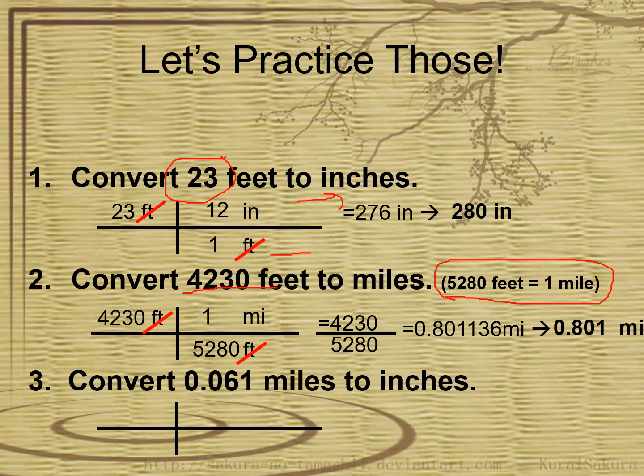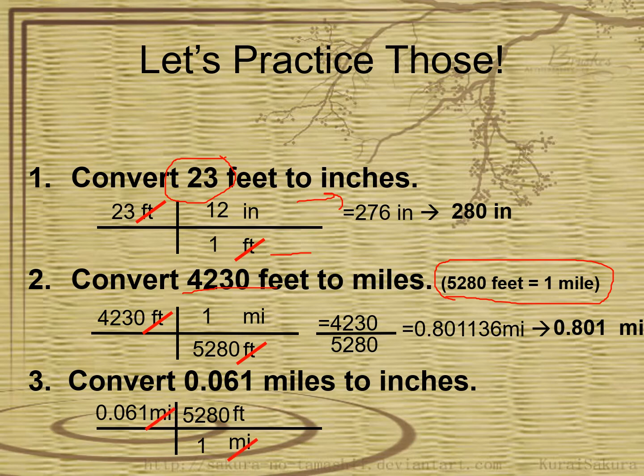All right, number 3, let's convert 0.061 miles to inches. All right, so we put 0.061 in that left upper corner there, and then miles is going to go on the bottom, tells us what to do. Now, do we know a relationship that goes from miles to inches? No, we don't. But we know a relationship right here from miles to feet. So we're going to have to use that first. So we're going to put feet on the top. Where do we get our numbers? In this relationship that we already have in number 2. So the 5,280 goes next to the feet, and the 1 goes next to the mile.